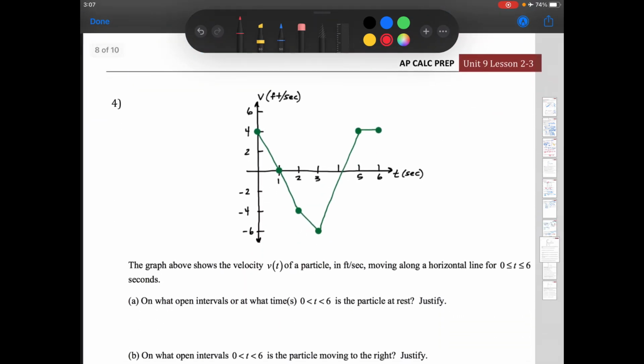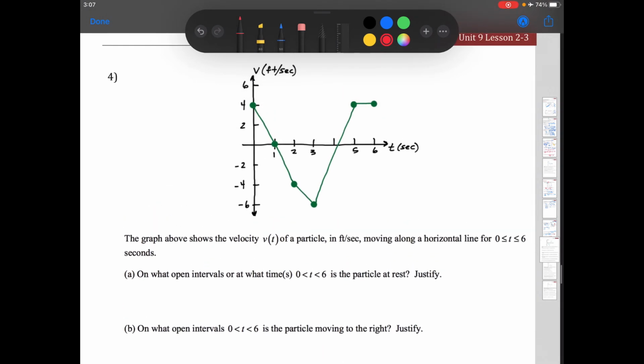So that's your interval. So now let's try to do example 4. It is very similar to the previous example, but there are a few more things that I want to talk about. It says the graph above shows the velocity function. Again, this is a velocity function graph, and it is moving along a horizontal line between 0 and 6 seconds. On what open interval? Okay, I want to cancel this out.